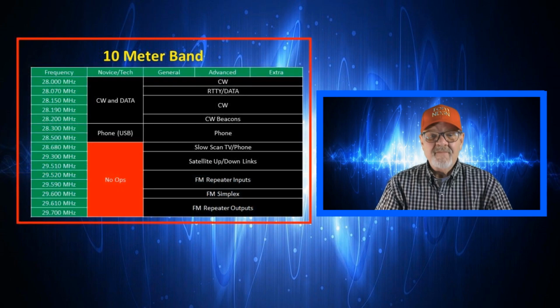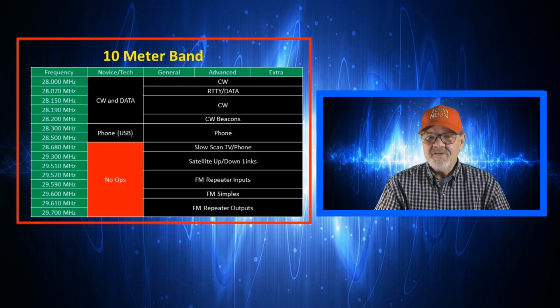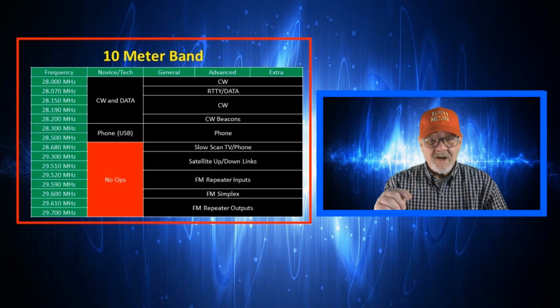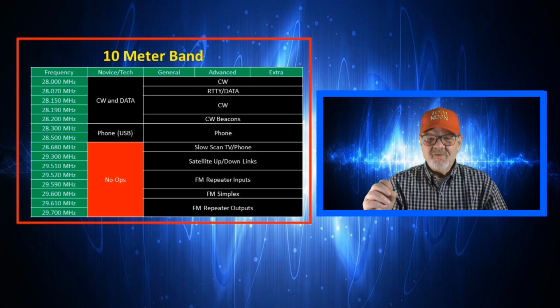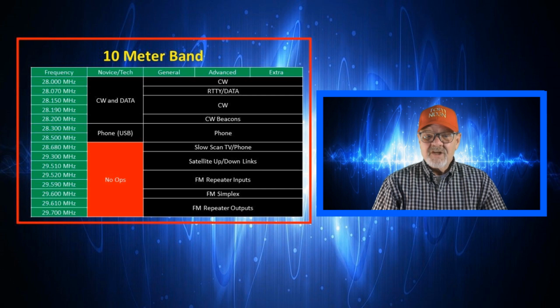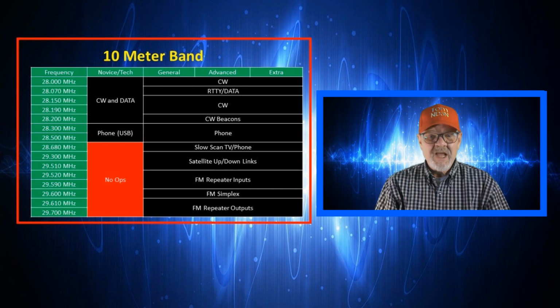The 10-meter band offers novice and technician class operators not only CW and data privileges from 28 MHz to 28.2 MHz and CW beacons from 28.2 to 28.3 MHz, it also offers phone privileges from 28.3 to 28.5 MHz. General class and above have those same privileges plus additional phone privileges from 28.5 to 29.3 MHz, access to satellite communications from 29.3 to 29.6, and FM privileges from 29.6 to 29.7 MHz.